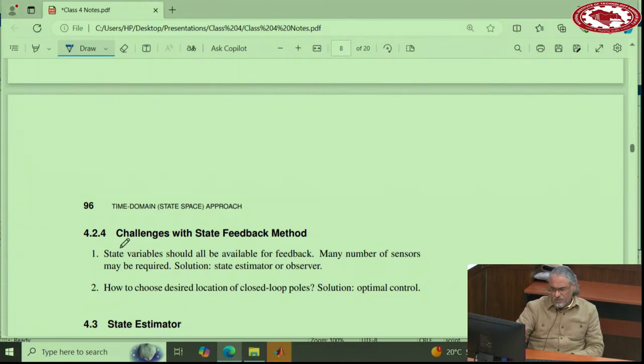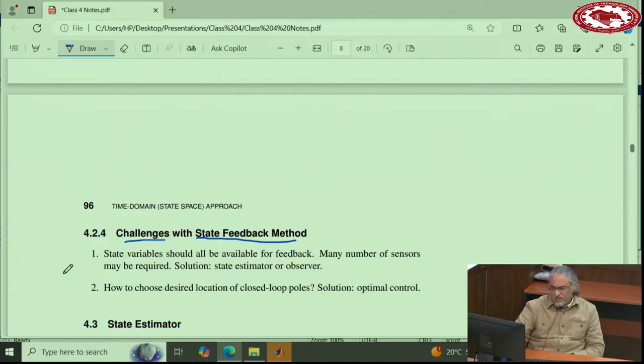Let's see what the challenges with the state feedback are. Basically there are two, if you really think about it. One of them is that if you want to feed back the state, that means you have to have the state, so you have to measure the state. So you need more sensors compared to output feedback only. There are ways to estimate the state. We will quickly talk about that to solve the problem. That's also one approach, but it has its own weaknesses and strengths.